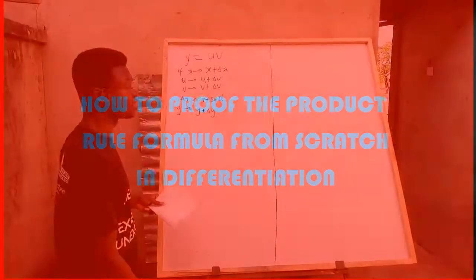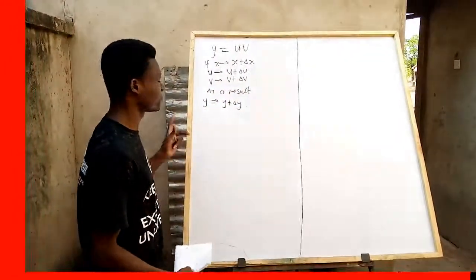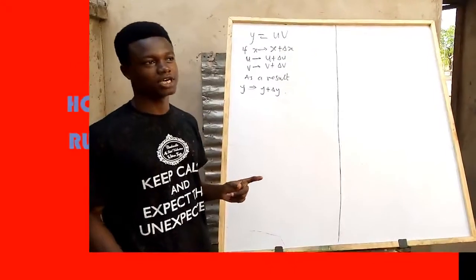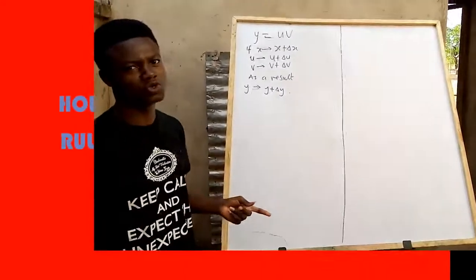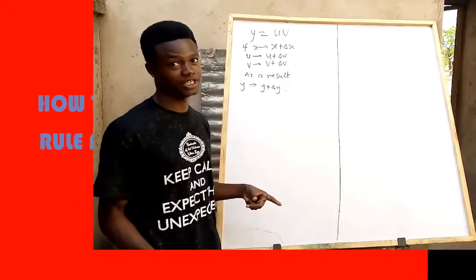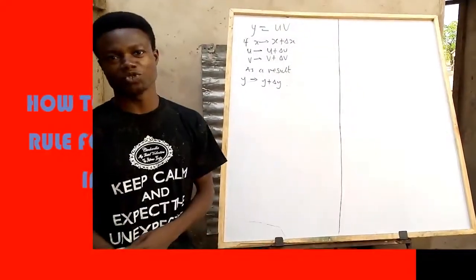Okay, so this is Richmond, and today we are on differentiation. Today we want to talk about the product rule, the quotient rule, and also how we can differentiate a function of a function. So this is basically what I have come to do today.